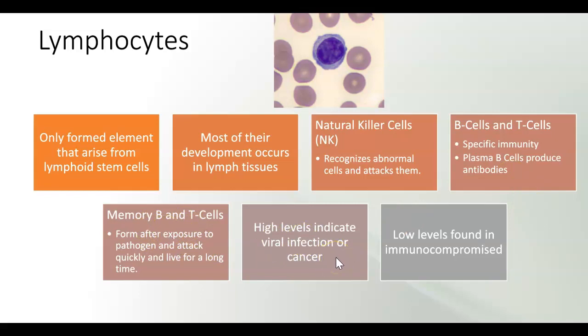If you have a lot of lymphocytes, it indicates a viral infection, so cells that have been invaded by viruses. It also is a sign of cancer. Low levels can be found in the immunocompromised, which makes sense because these are involved in fighting off infections. So you're going to have fewer of them if your immune system is not functioning properly.